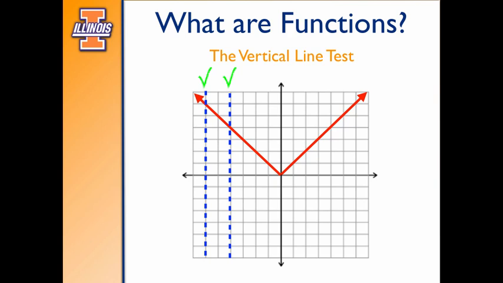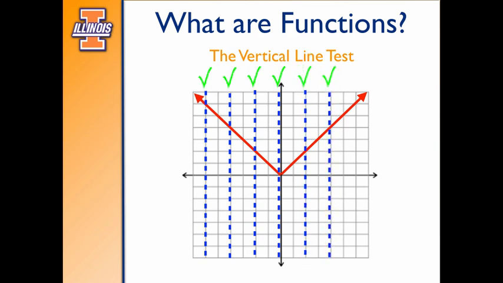Button 2 only crosses once. 3 only crosses once. 4 only crosses once. 5, still good. 6, good. 7, good. So every single button on this machine gave us exactly one drink. I know that because the vertical line that I drew, the dashed line, only crossed our red line on each one just once. So this machine is a function.